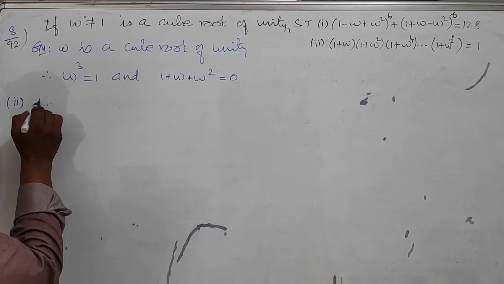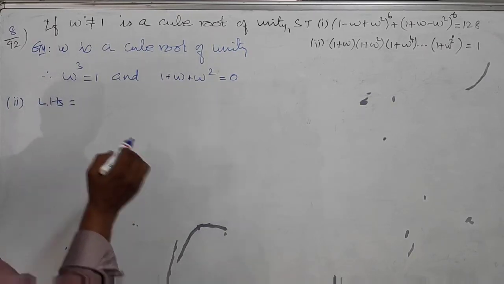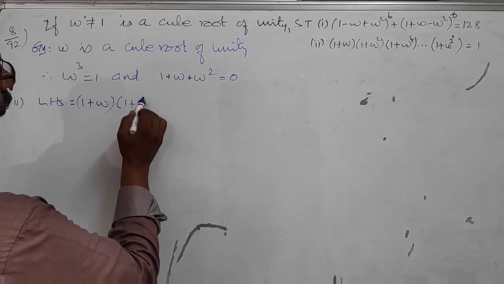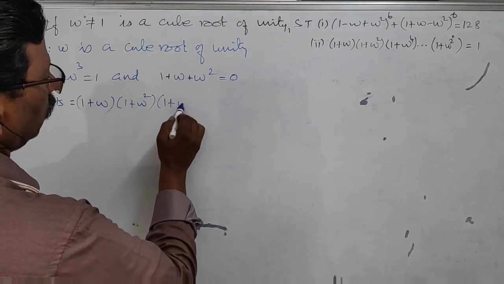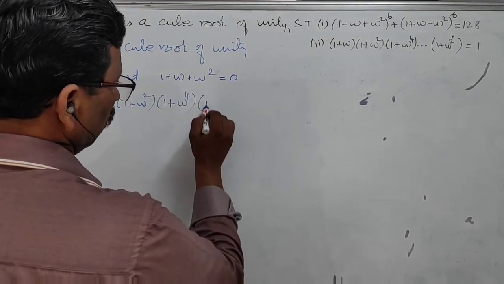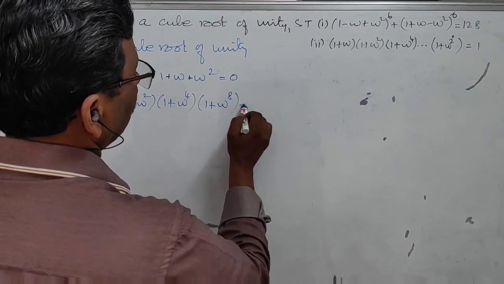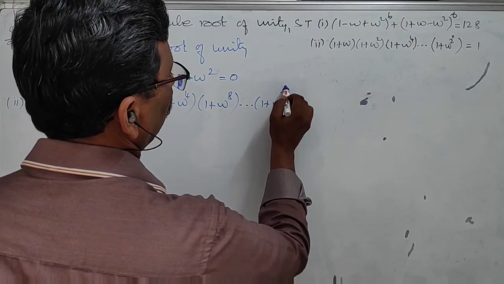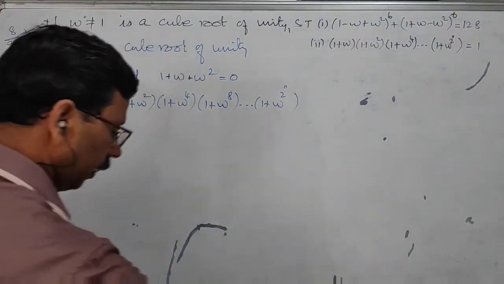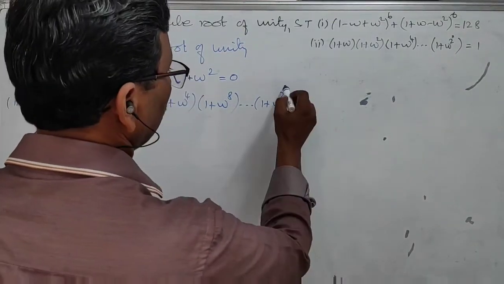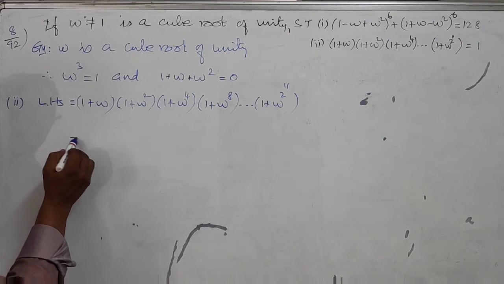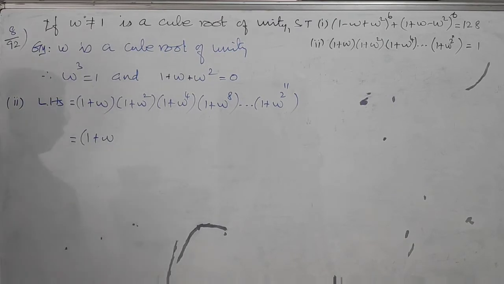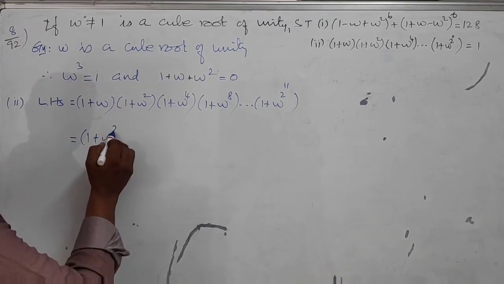In the second subdivision the LHS is equal to (1 plus omega) into (1 plus omega square) into (1 plus omega power 4) into (1 plus omega power 8) into etc., (1 plus omega power 2 power 11) is given. Okay. First of all, you write everything in the power of 2. This can be written as (1 plus omega) whole power 2 power 0.